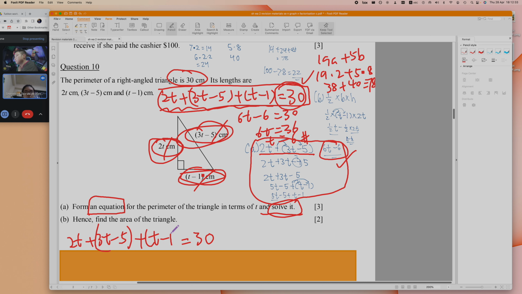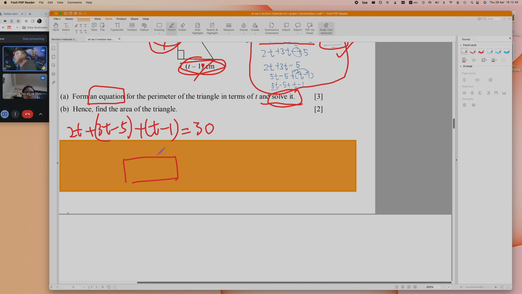So what if I give you another question? So the question, let's say, is this. I give you a rectangle. This is 2t. This is 2t. This is 1t. This is 1t. Then I tell you the parameter is 40. So what's the equation you form yourself? So let's say part 1 is form equation. So what you do? Equal sign.